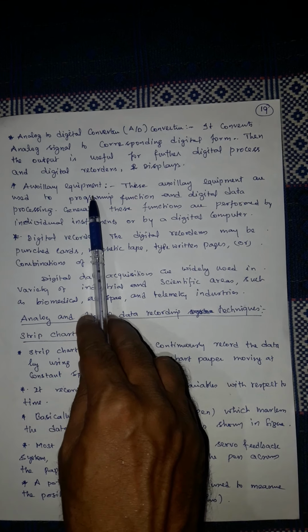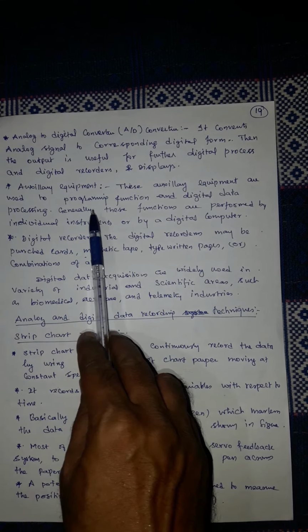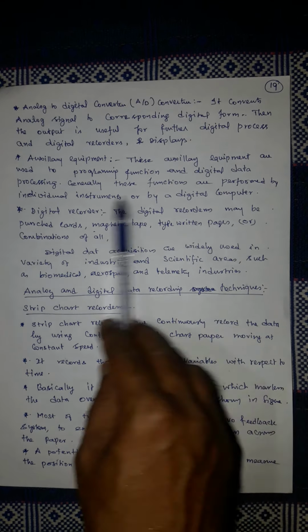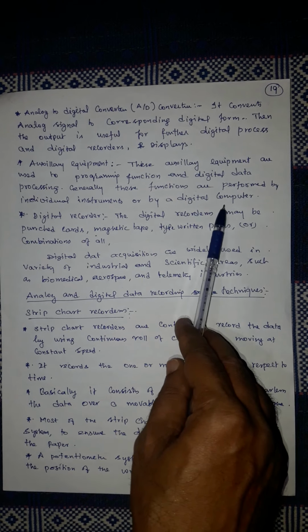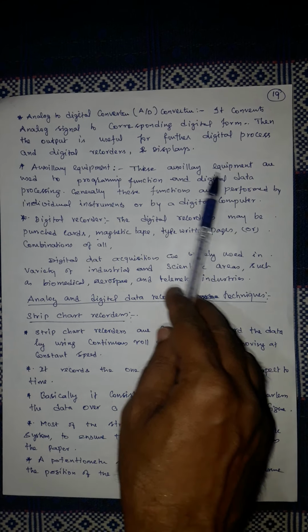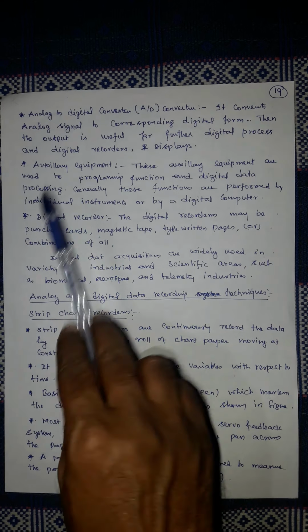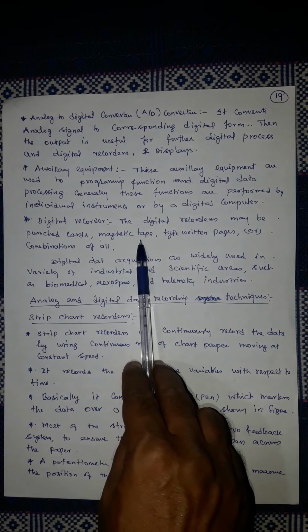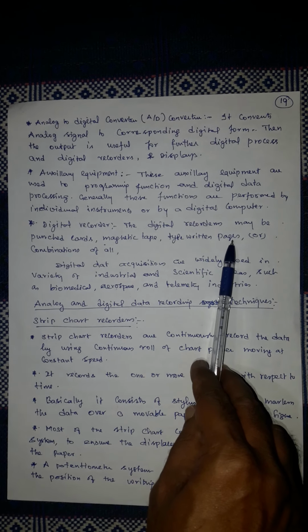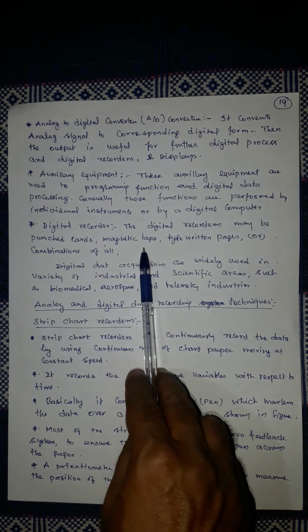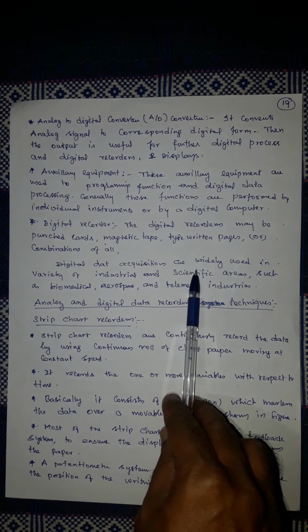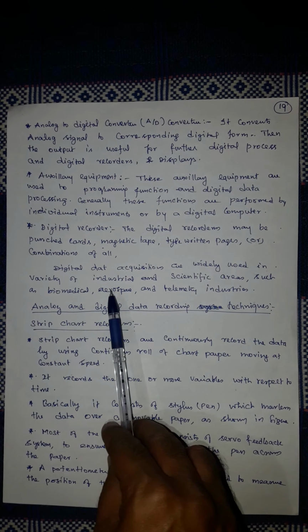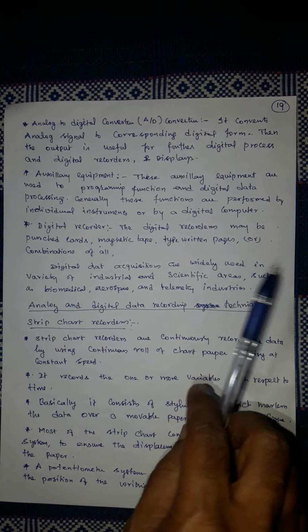The auxiliary equipment is used for programming the functions and digital data processing. Generally, these functions are performed by individual instruments or by a digital computer. This is to support your digital system. Digital recorders may use punched cards, magnetic tape, typewritten pages, or a combination of all. Digital data acquisition is widely used in a variety of industrial and scientific areas such as biomedical, aerospace, and telemetry industries.